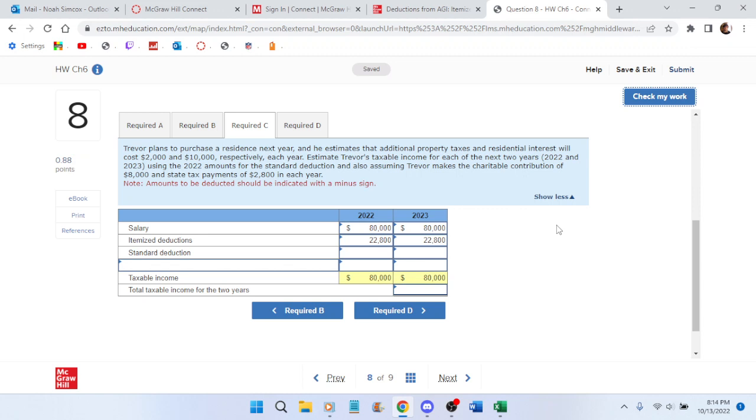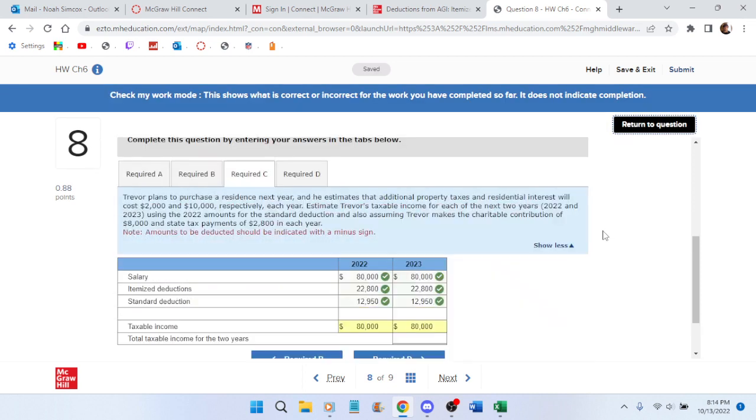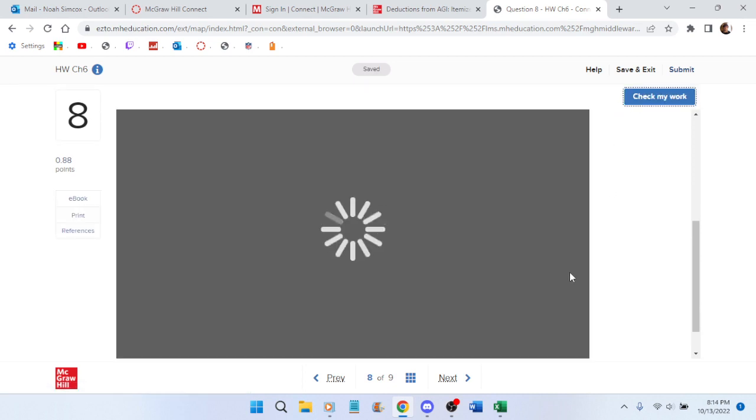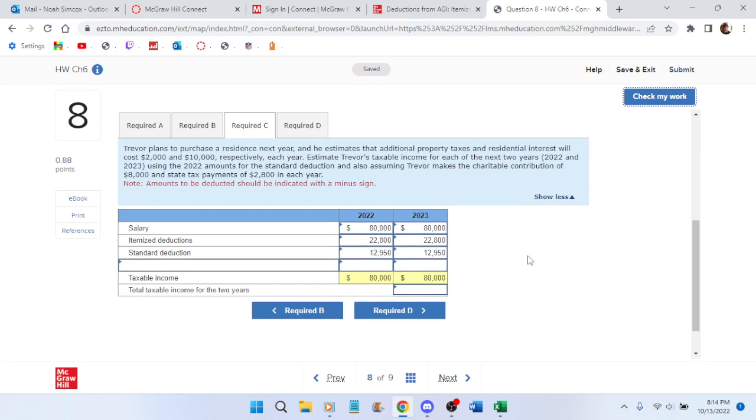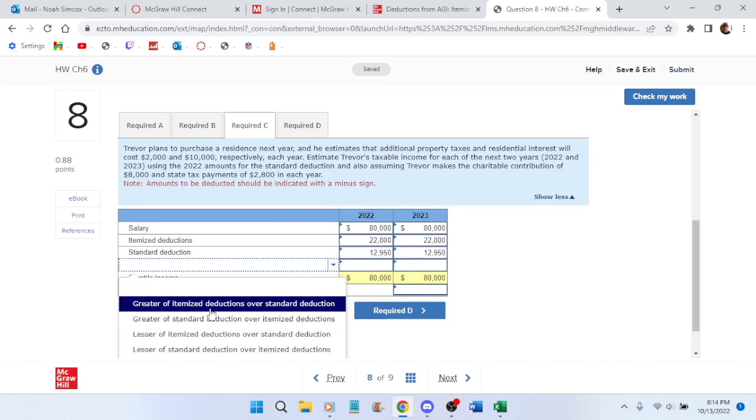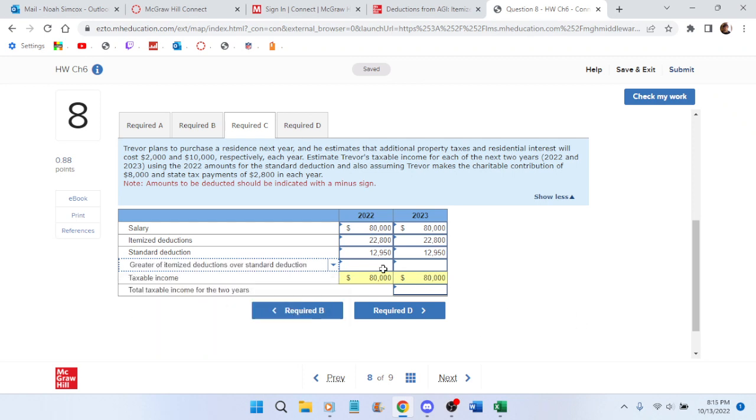Let's get this standard deduction. I keep forgetting it. 950. At the end of this, I'm just going to have the standard deduction memorized. Well, a single person standard deduction. Greater of standard or itemized deductions. Itemized deductions are greater. So negative. At least this part's easy.